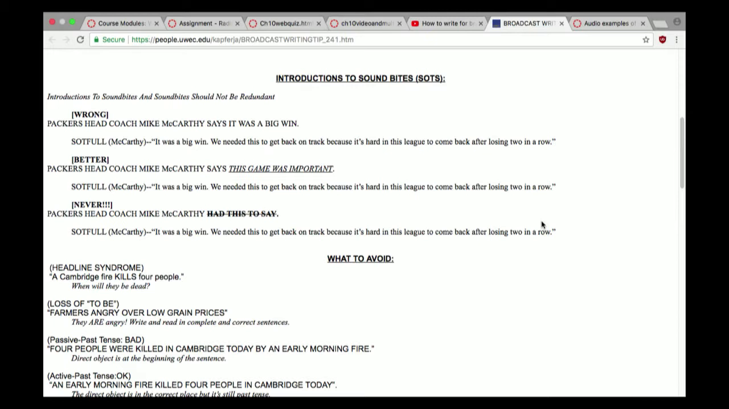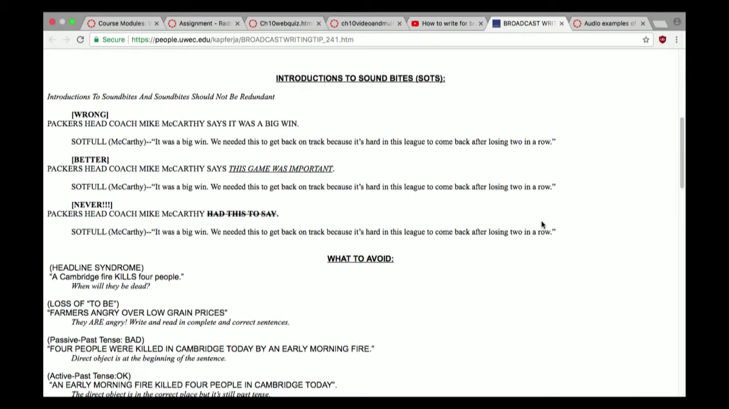So the first thing you want to do is avoid duplication. Packers head coach Mike McCarthy says it was a big win, and then you go to the tape and he says it was a big win. We needed this to get back on track. So you want to avoid that kind of duplication. Instead, paraphrase: says this game was important, and then he says it was a big win, right?